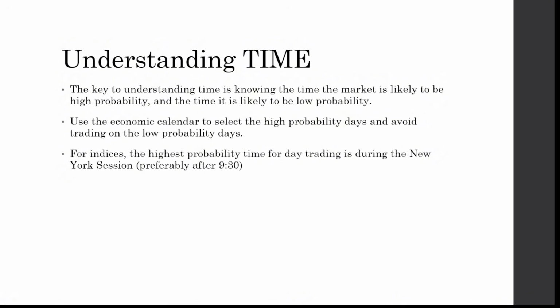We use the economic calendar to select the high probability days and avoid trading on the low probability days. So for indices, the highest probability time for day trading, keyword there guys, day trading, is during the New York session, preferably after 9:30, because after 9:30, most of the time the cracking correlation has already taken place. Whatever damage they wanted to do has already taken place, and you can simply use a nice fair value gap to trade in the direction after 9:30. That's why 9:30 is the highest probability time to trade.